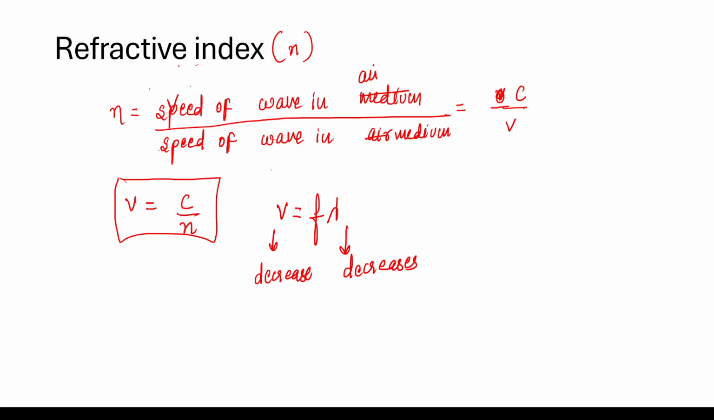Now, n is the refractive index. Because it's a ratio of two speeds, it has no unit. It is just a property of the medium. It kind of tells you how optically dense a given medium is.